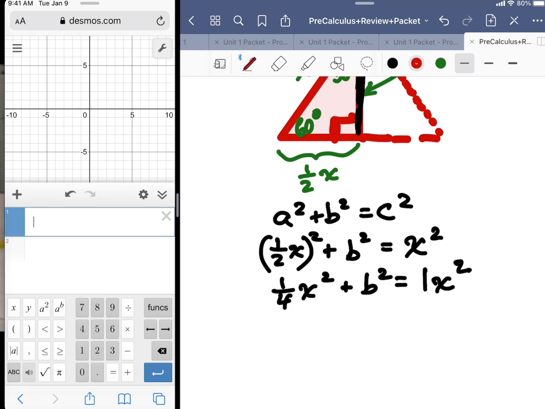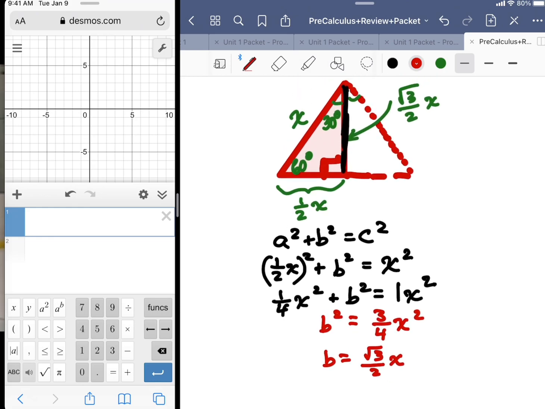I'll subtract the 1/4 x squared from both sides, and I'll get b squared is equal to, well, $1 minus a quarter is 75 cents. 1 minus a quarter is 3/4. So 3/4 x squared. And when I take the principal square root, the positive square root where I don't care about the plus or minus because we're talking about a geometric figure, b is equal to the square root of 3 is the square root of 3, square root of 4 is 2, and the square root of x squared is x. So that's how you could solve for it if you didn't actually remember it.